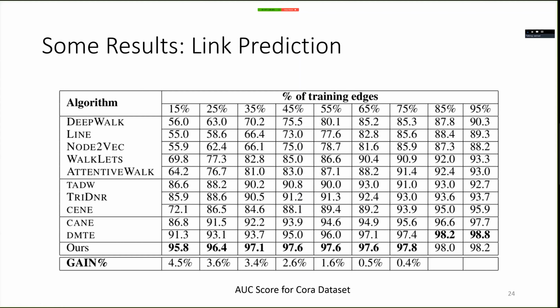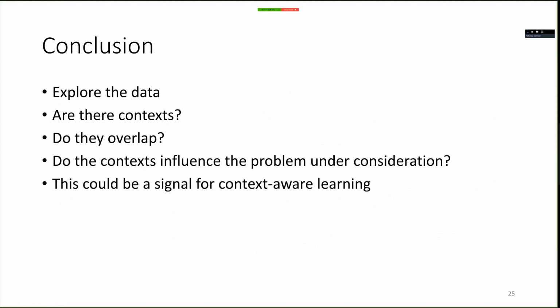Okay, so by this we end our presentation. We want to say that when to use context-aware learning, you need to explore your data first, see if there are potential contexts or not, and see what task you have in hand. See if the influence could be relevant to the task or not, and this could be your signal to use context-aware learning or not. Okay, thank you. We are open now to any questions.